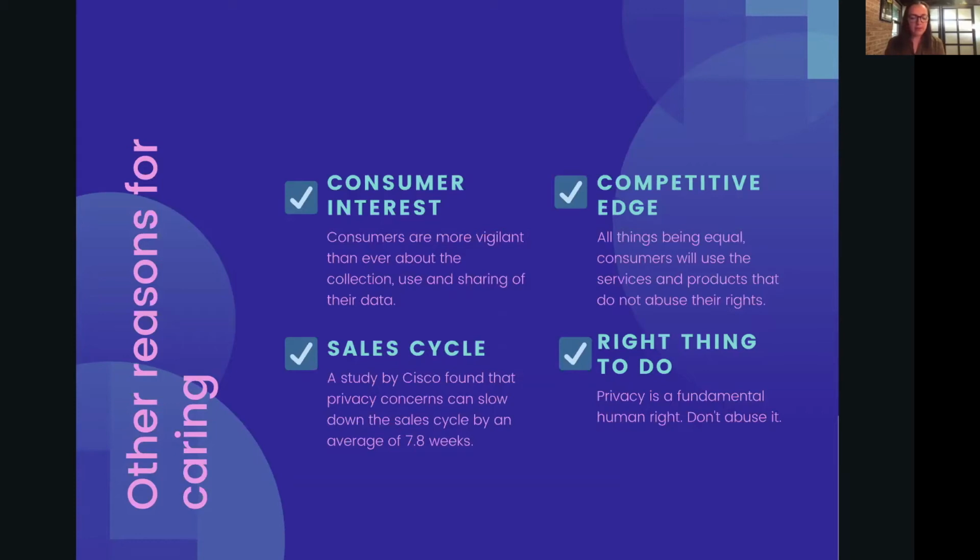And then a different study by Cisco found that privacy concerns can slow down the sales cycle by an average of 7.8 weeks, which is a really long time in a small business setting. I don't know about you, but I would not want to delay my sales cycle by almost 8 weeks. I mean, that's crazy. So, privacy is a great way to prevent these kinds of things coming up.